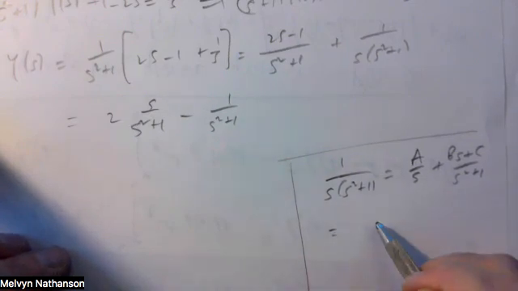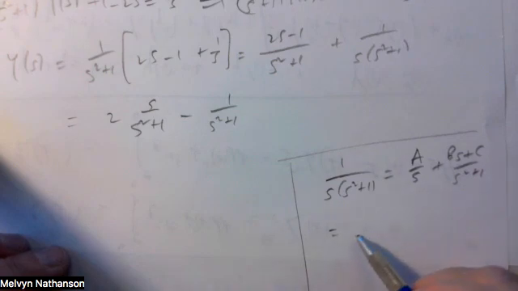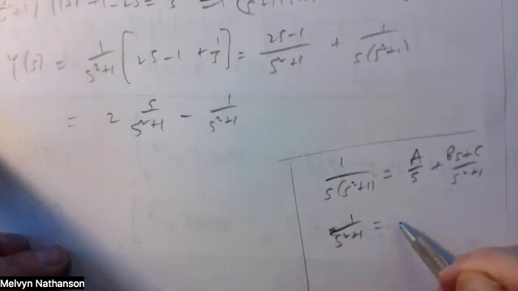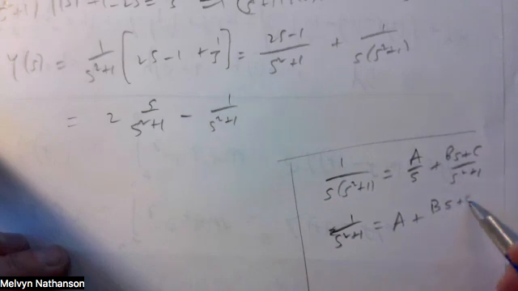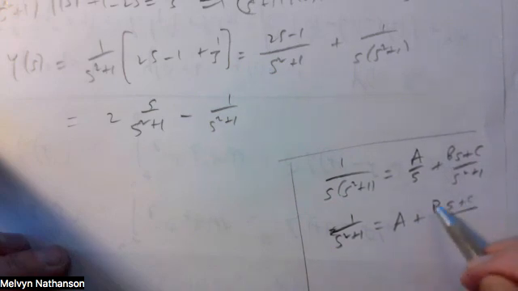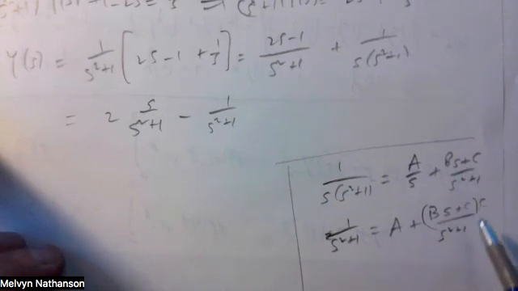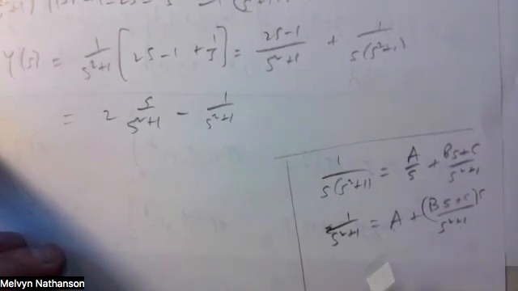So for example, if I multiply through by s, I get 1 over s squared plus 1 equals a plus bs plus c times s over s squared plus 1. Just multiply through by s. And now if I let s equal 0, I get a equals 1.